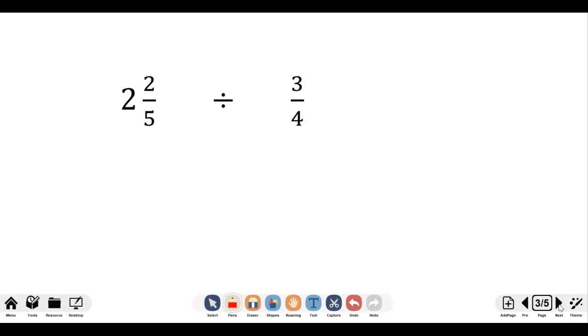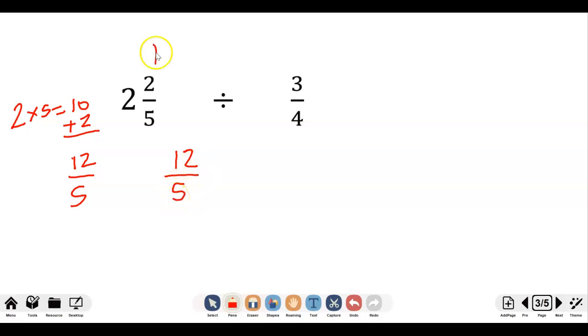So we're going to take this 2 2/5, and we're going to do 2 wholes times the denominator, which gives us 10. And then we have to add that numerator, so add 2, and we have 12 fifths. So the first fraction is going to be 12 fifths.